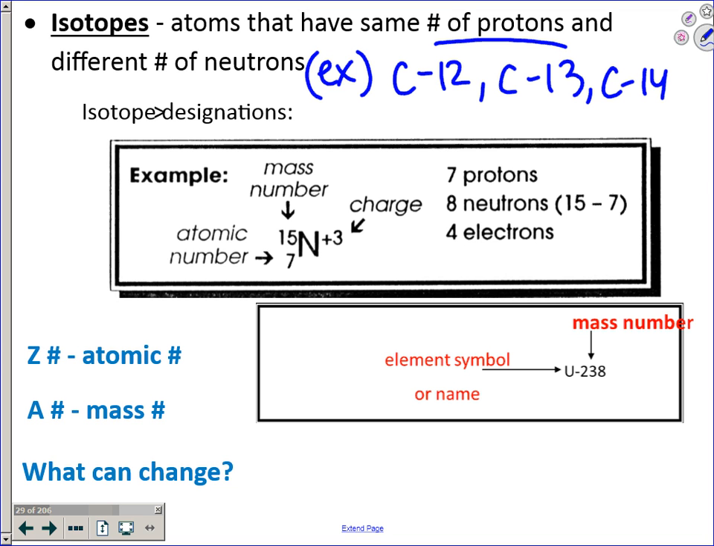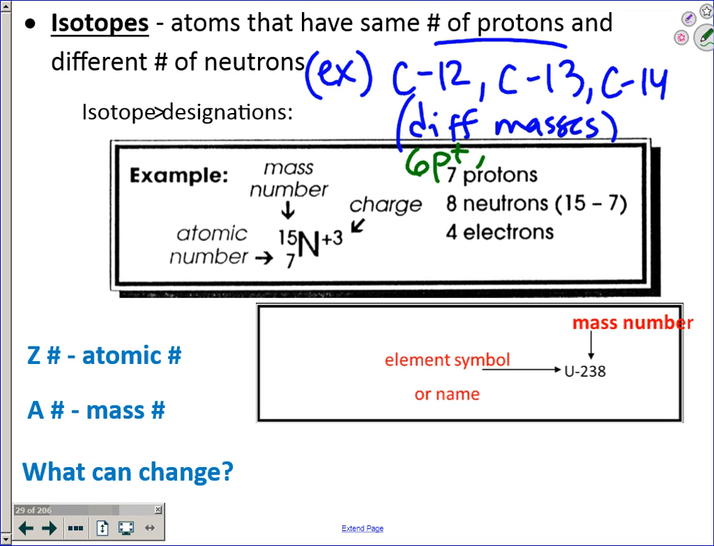Who's heard of some of these? Okay, we've talked about that with radioactive dating for like 10 years of our life. So this 12, 13, and 14 thing are just different masses. But since they're all carbon, they have one thing in common. What is it? Their atomic number. So all of these carbons have what atomic number? 6. So all these carbons have 6 protons.